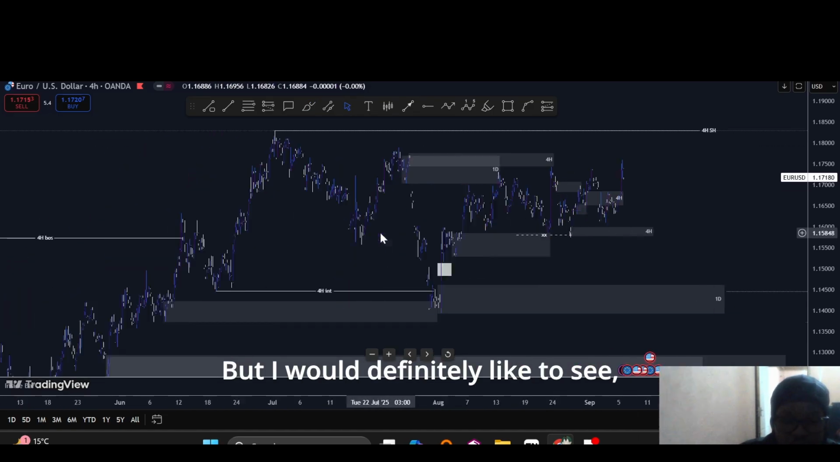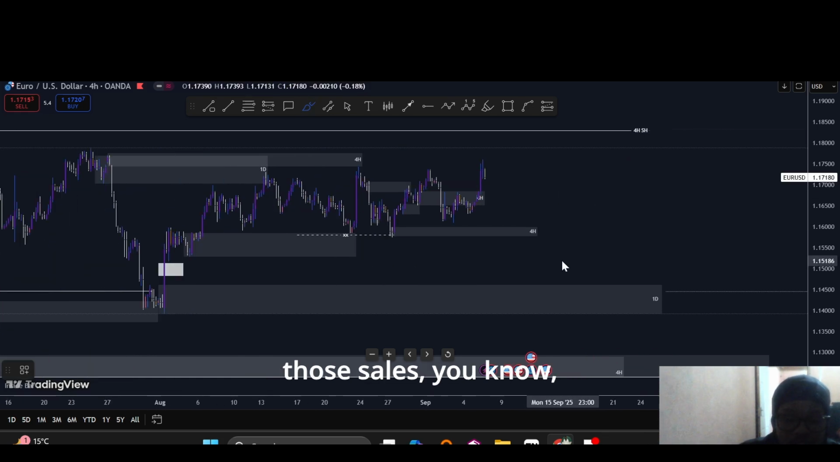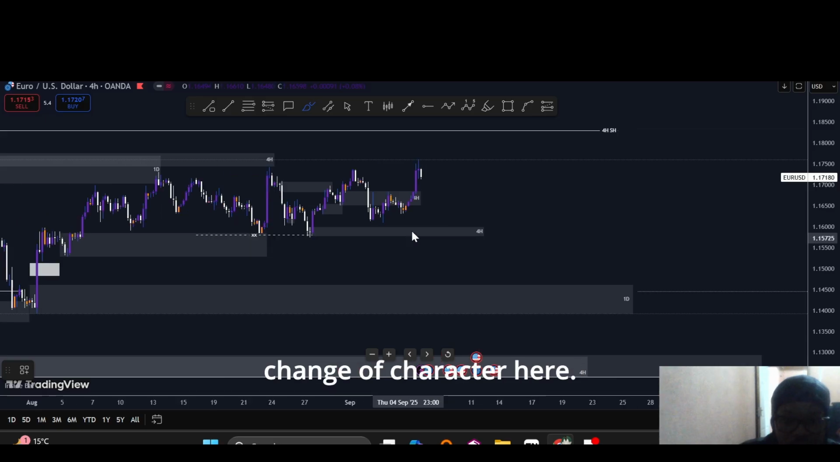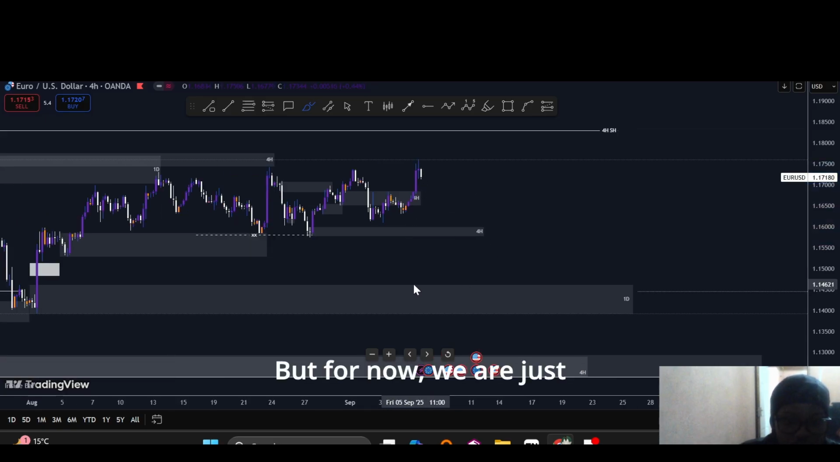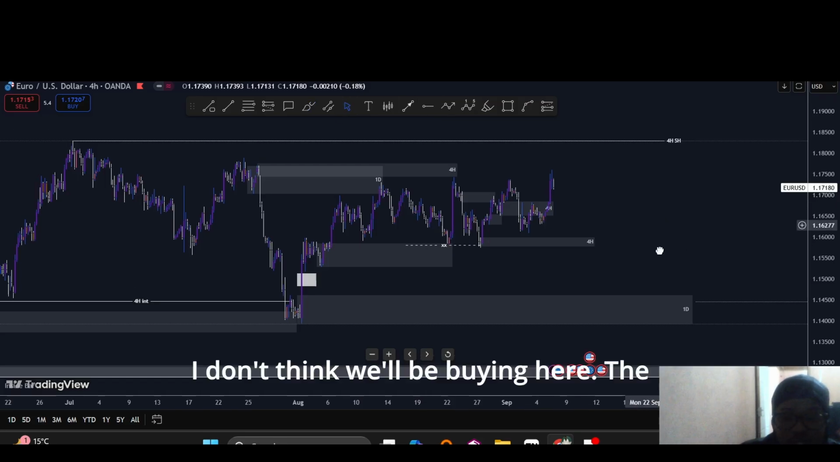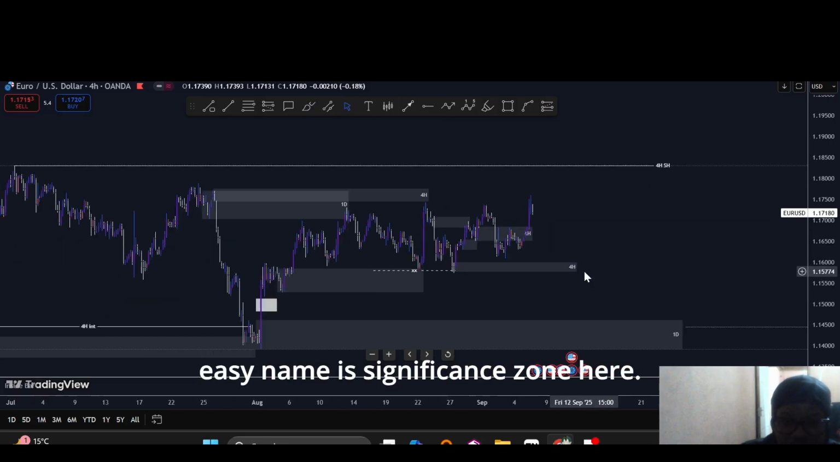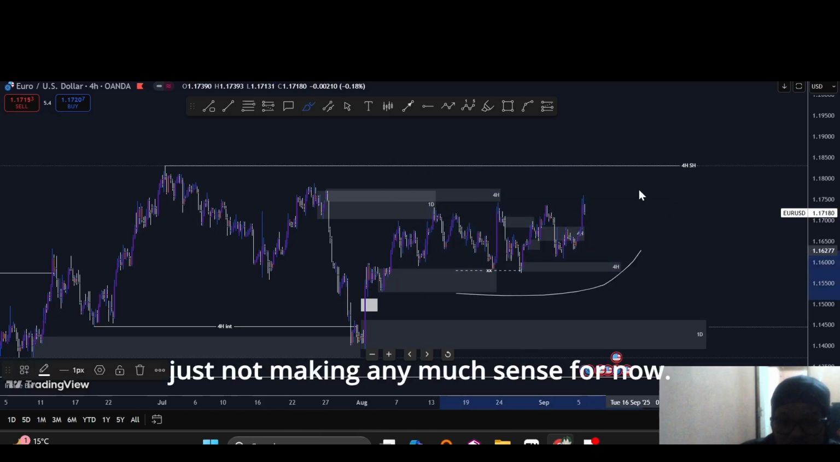So let's try to follow it. But if I were to be part of those sellers, I would really love to see maybe a change of character here. But for now, we are just probably going to be waiting. I don't think I'll be buying here. There isn't any significant zone here. All of this is just not making much sense for now.